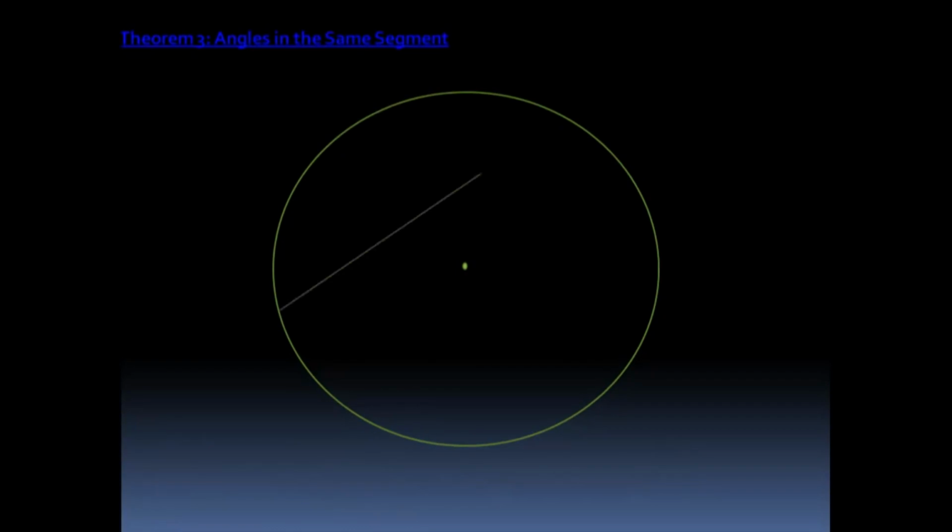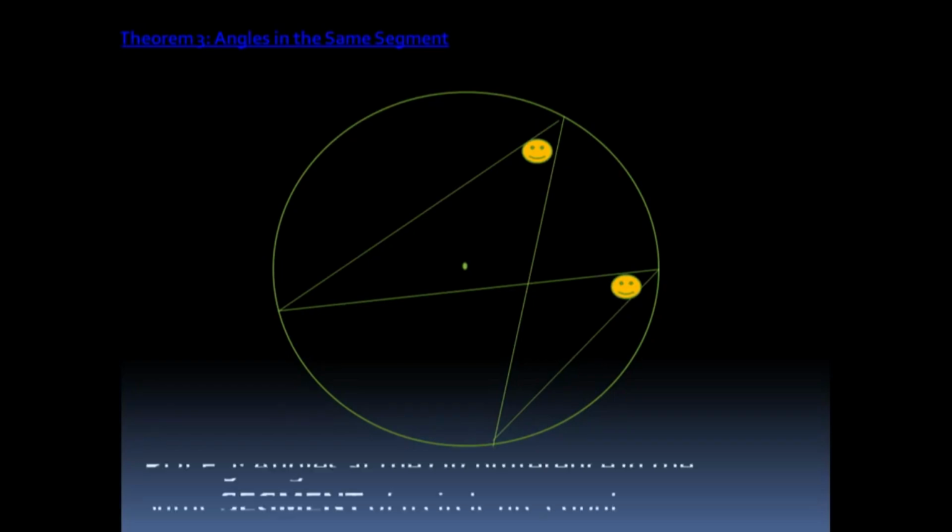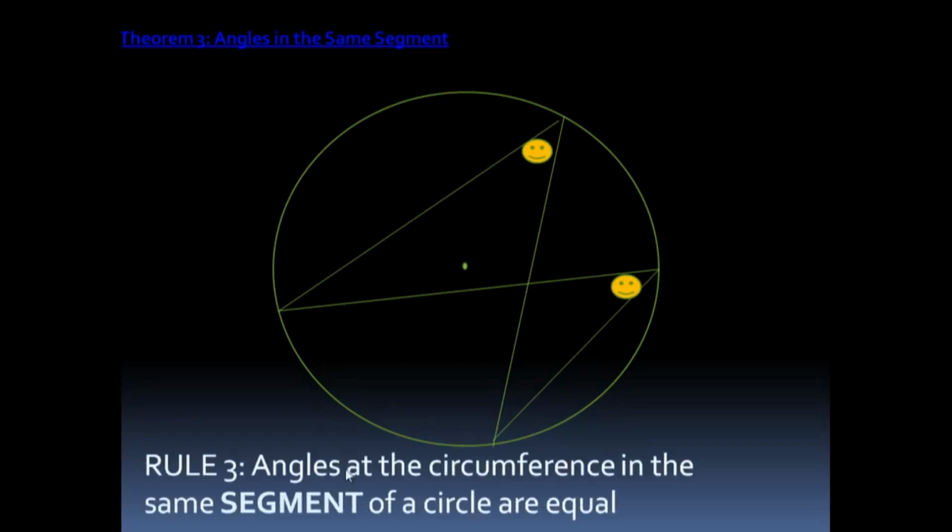Circle theorem 3. Angles in the same segment. Now this angle here and this angle here. What's so special about these two angles? Well, it brings us to circle theorem 3, that angles in the circumference in the same segment of a circle are equal. Why is that so?